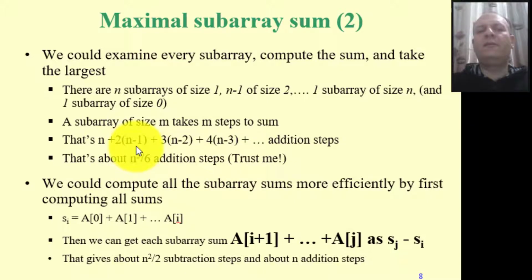يبقى دي معناها ايه؟ معناها عندي n minus 1 sub array of length 2، كل واحدة منهم بتحتاج 2 steps عشان يحسب السمشن. يبقى كلهم بيحتاجوا كم خطوة؟ 2 في n minus 1. عندي n minus 2 sub arrays of length 3، كل واحد فيهم بيحتاج 3 steps to get the summation. So totally we have how many steps? 3 by n minus 2 and so on.